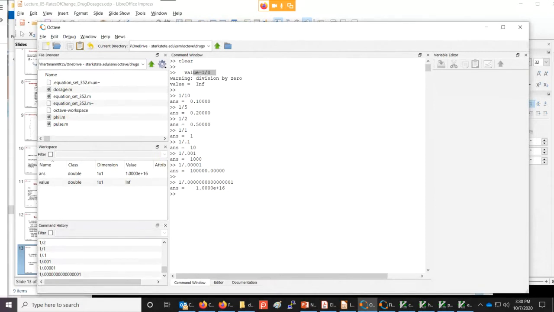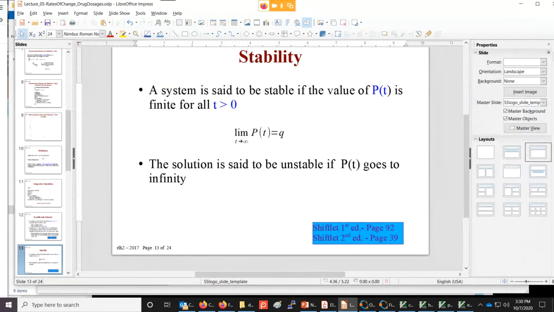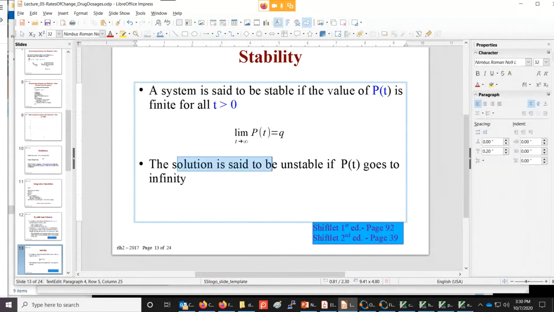You can actually divide some value by 0, and it gives you a result called infinity. Okay, infinity just means it's a really huge number. All right, but if that's the case, then if that's the value of your system, that usually indicates that the system is unstable.